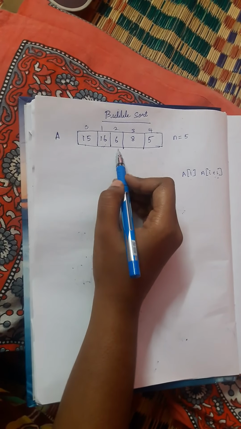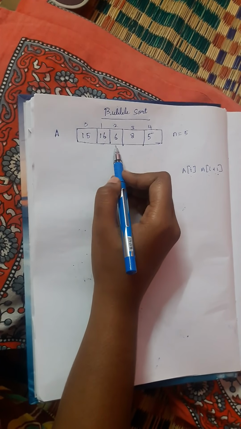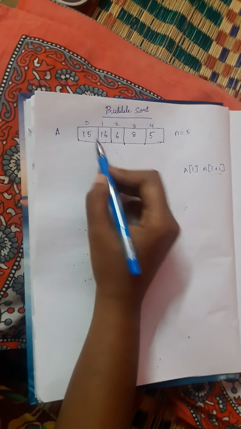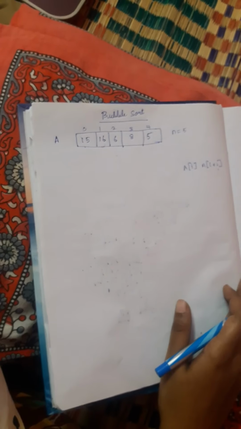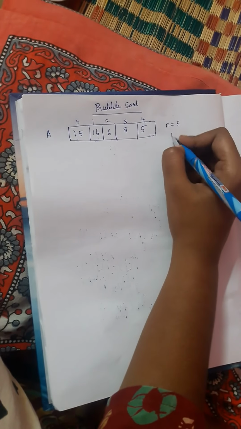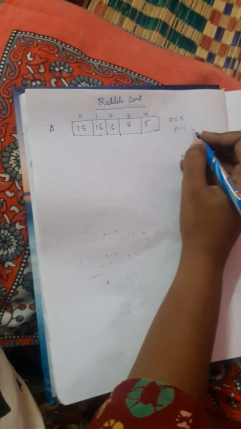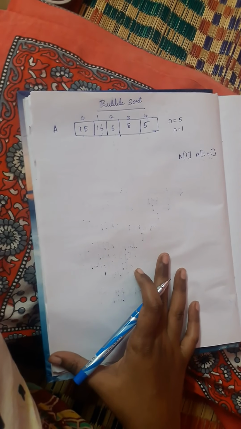Then 16 and 6 I am going to compare. 16 is greater and 6 is smaller, so I will swap these two elements. Like this process only we are going to follow in our bubble sorting. Here we will see how many passes we are going to take. Our passes will be n minus 1. It does not mean that the number of passes must always be n minus 1, but for this example I have taken the passes as n minus 1.